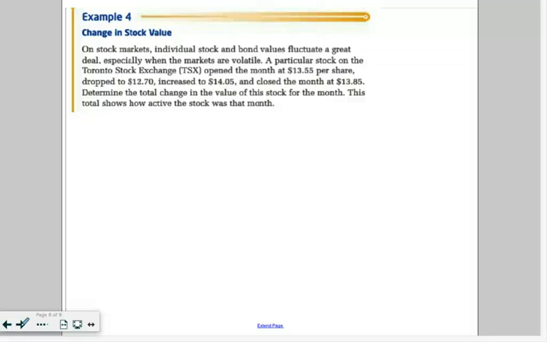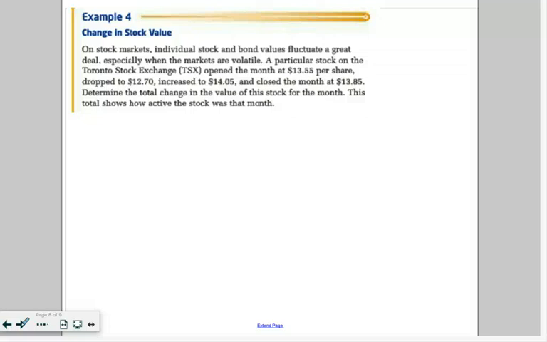So when they're changing a lot. A particular stock on the Toronto Stock Exchange, the TSX, opened the month at $13.55 per share. It dropped to $12.70, increased to $14.05, and then closed the month at $13.85. Determine the total change in the value of this stock for the month. This total shows how active the stock was that month.